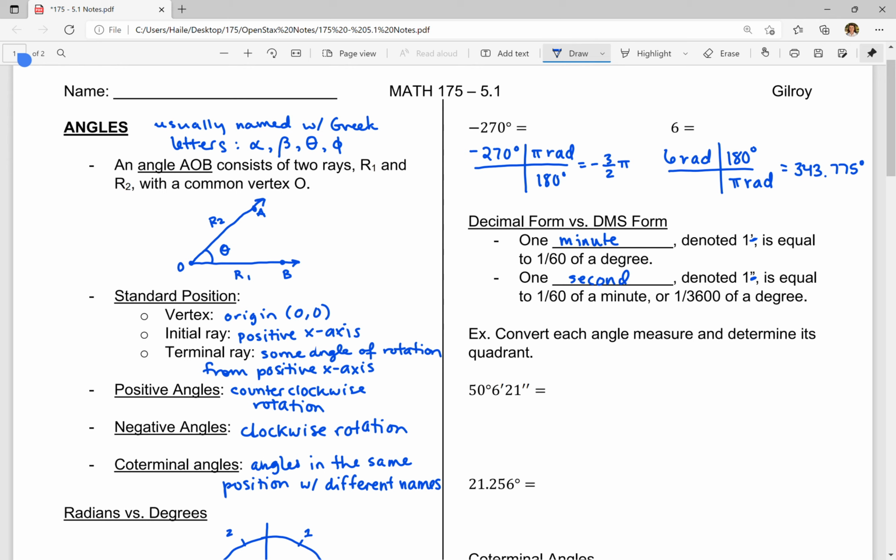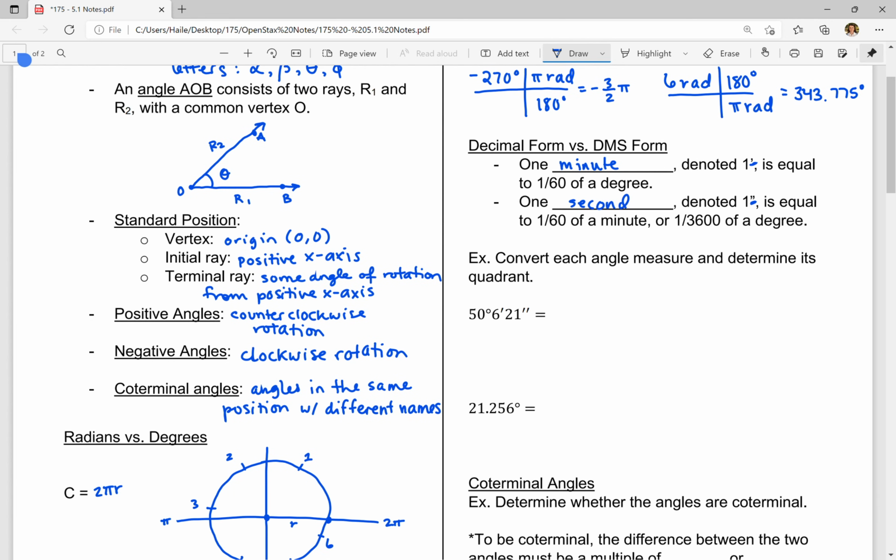Why? I don't know. I think this is used in navigation sometimes, like when we're talking about sailing or something like that. I think that's where they use these kind of angles. So we're going to practice converting these a little bit. So our first one, we have 50 degrees, 6 minutes, 21 seconds. So we have our degrees, minutes, seconds form, and we want to get into decimal form. So the key here is to take the minutes and the seconds and get them into degrees.